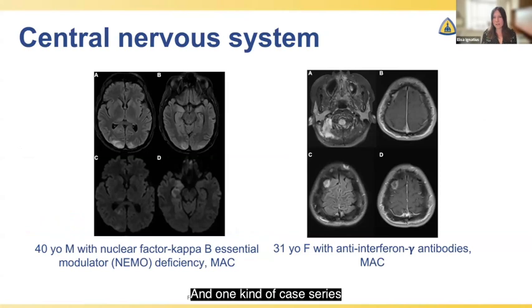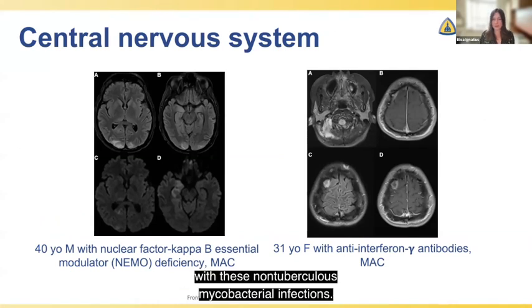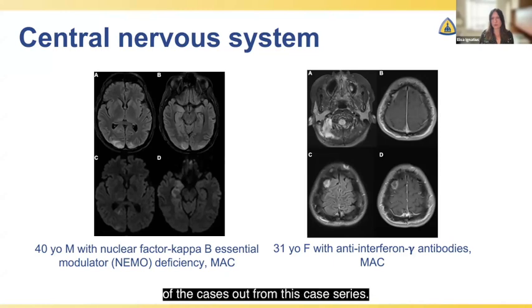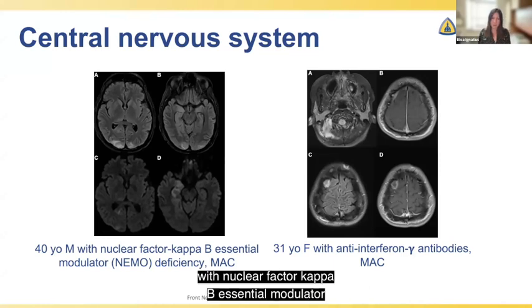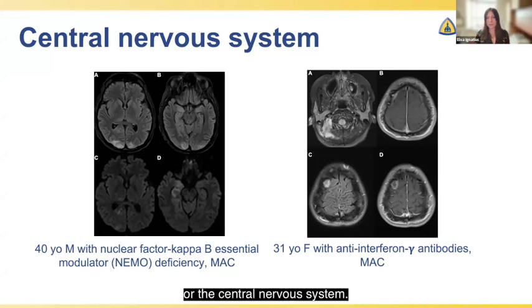And one kind of case series that underscored this was a case series of central nervous system involvement with these non-tuberculous mycobacterial infections. I just pulled two of the cases out from this case series. One was a young man with nuclear factor kappa B essential modulator, or NEMO, deficiency. Another was a young woman with anti-interferon gamma antibodies, both of whom had developed disseminated MAC into the brain or the central nervous system. As you can imagine, these are very difficult cases to treat.